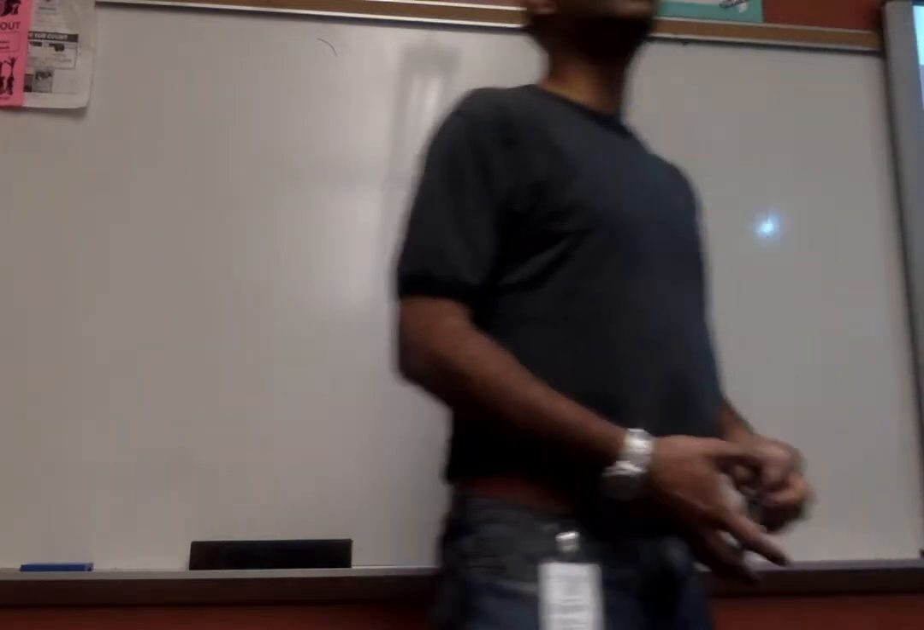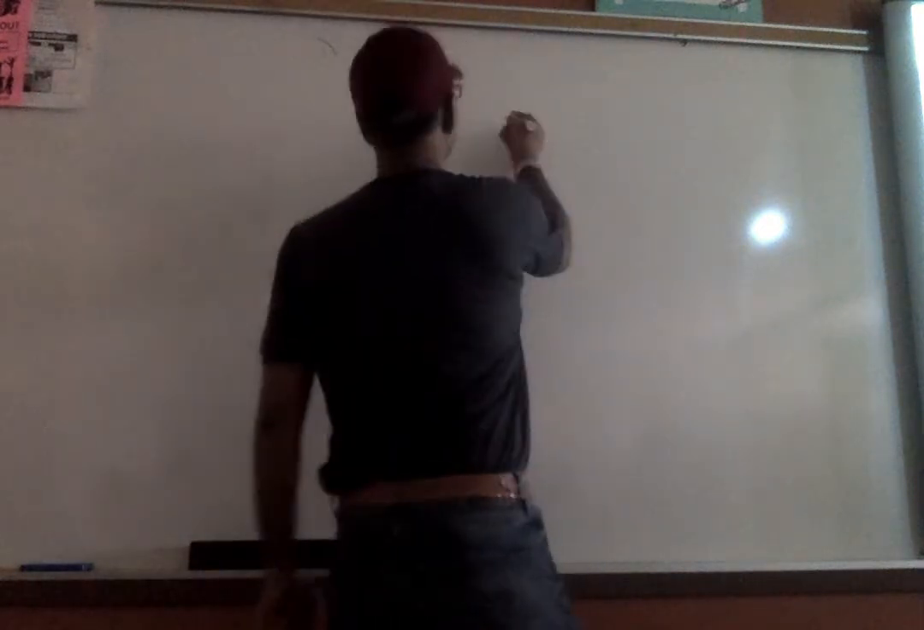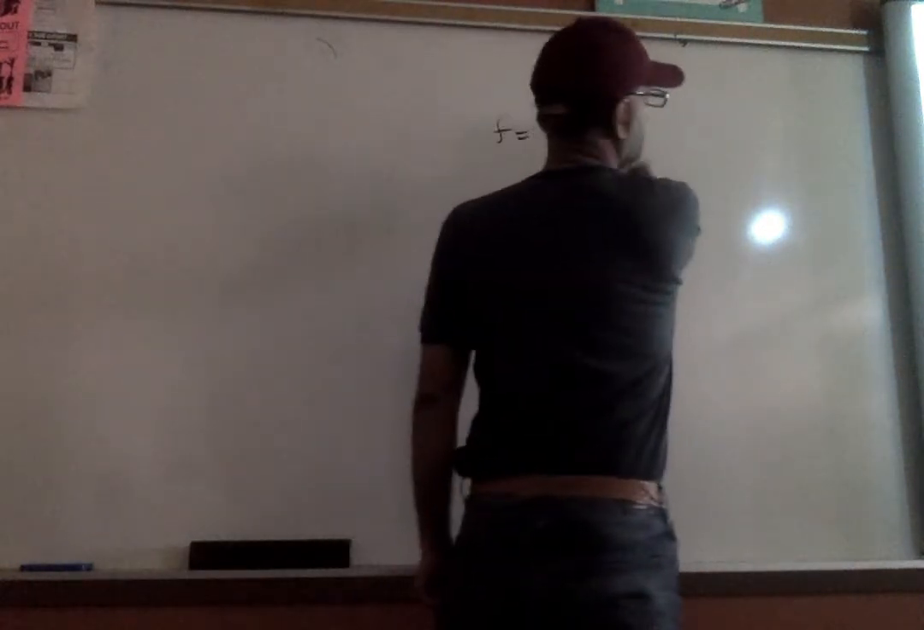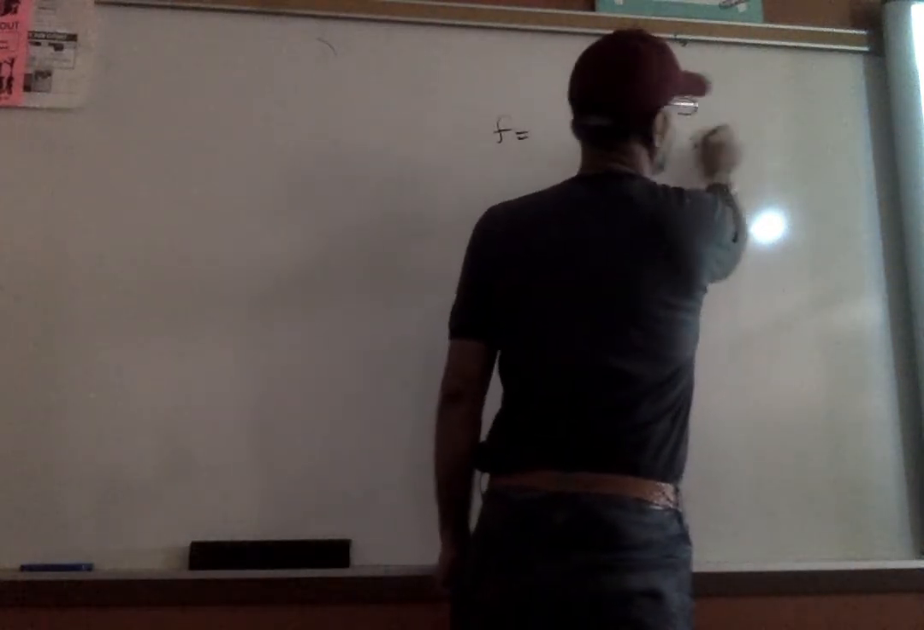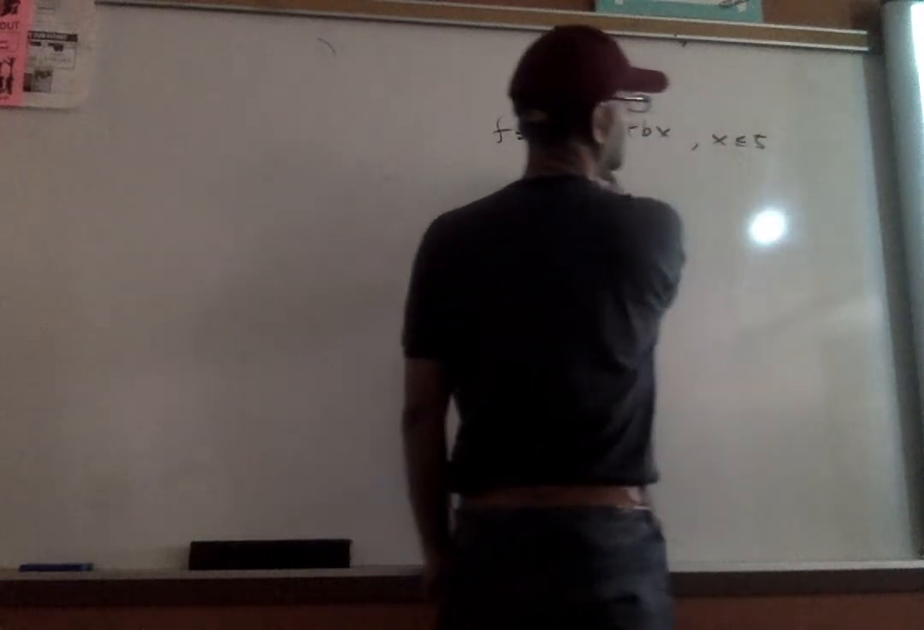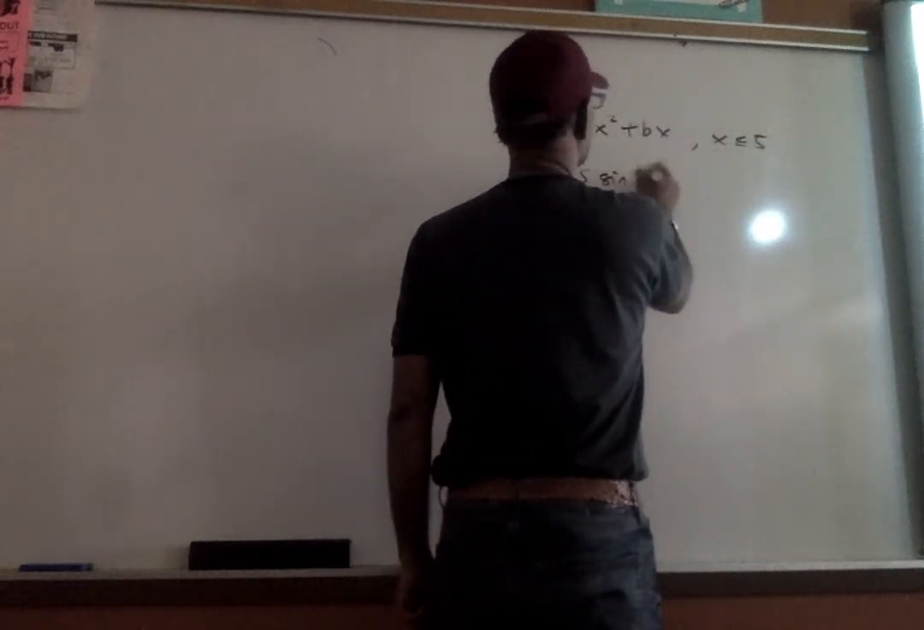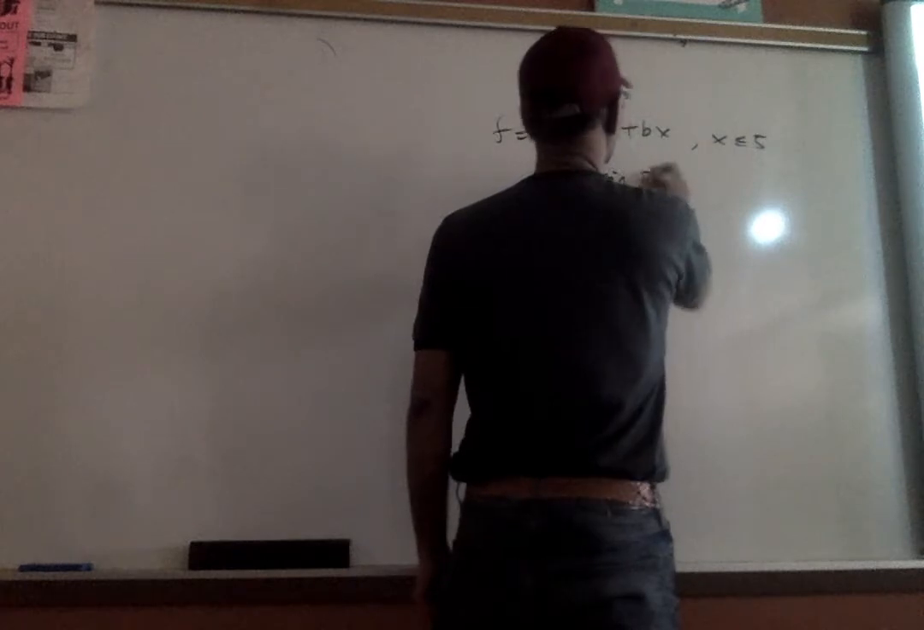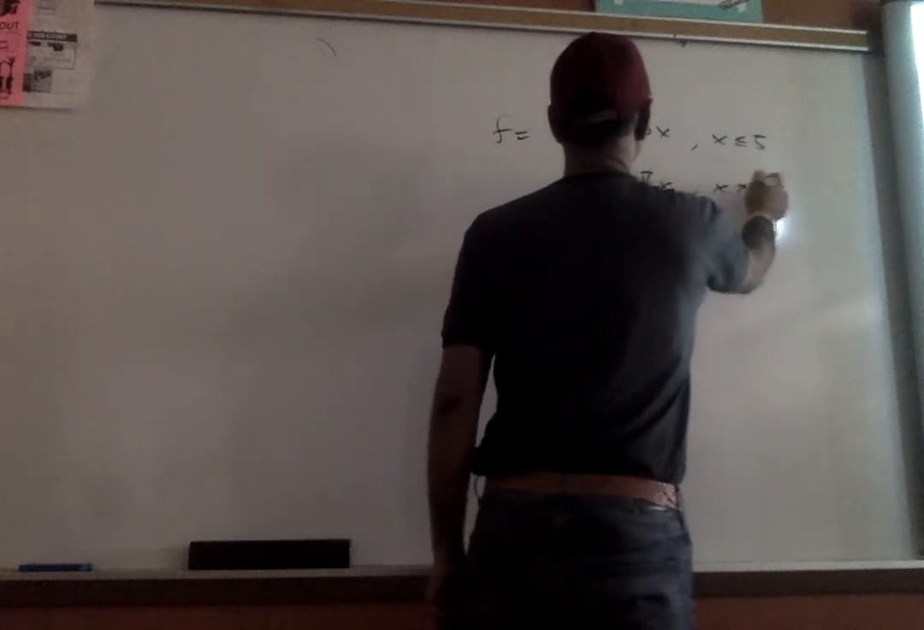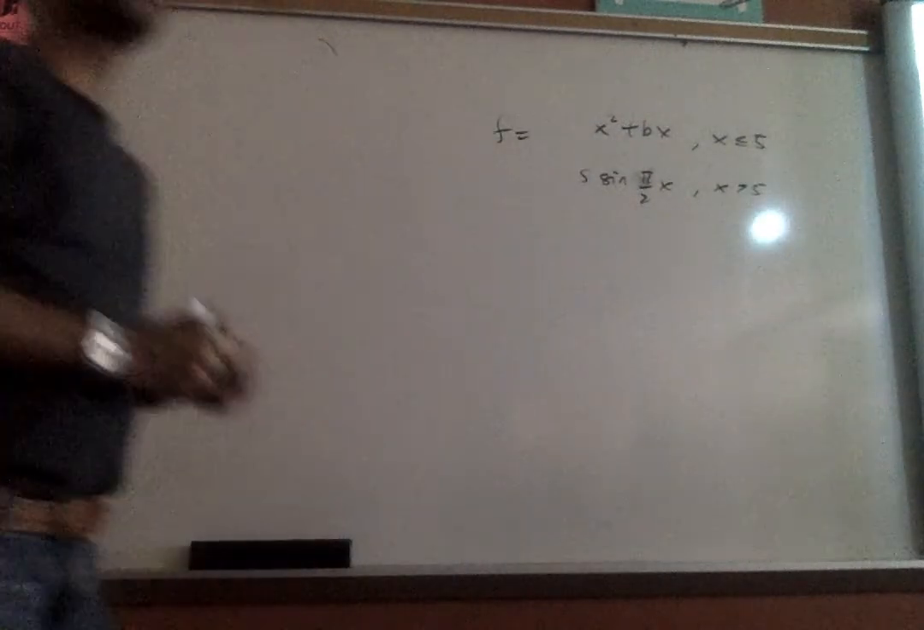These practices that we're doing are by people who actually contribute to the actual release exams, right? So if you look at question number 1, it says f equals x squared plus bx when x is less than or equal to 5, and 5 sine of pi over 2 x when x is greater than 5. So what's the concept of continuity again?